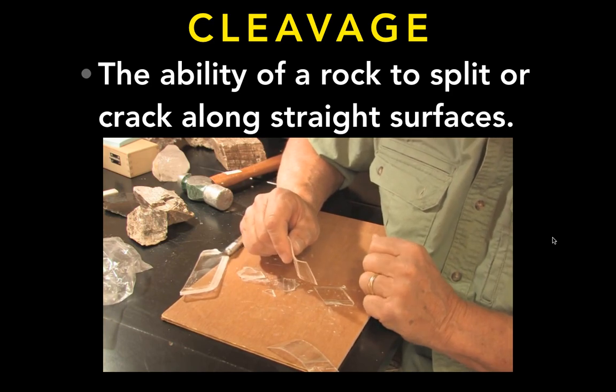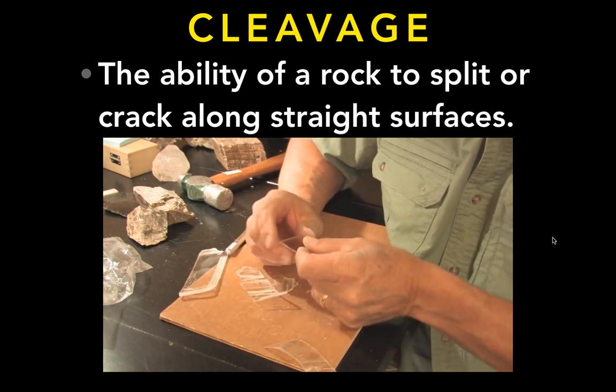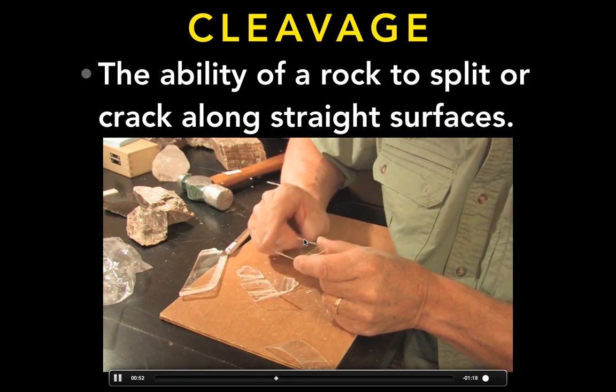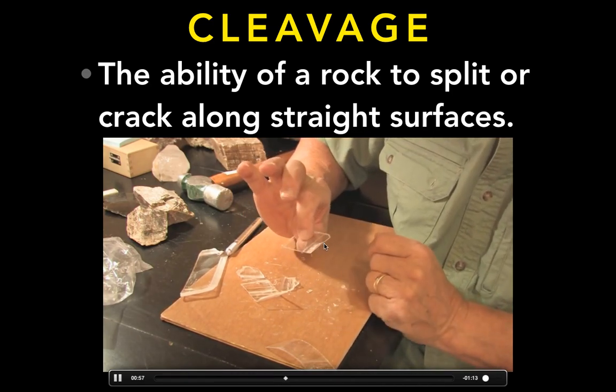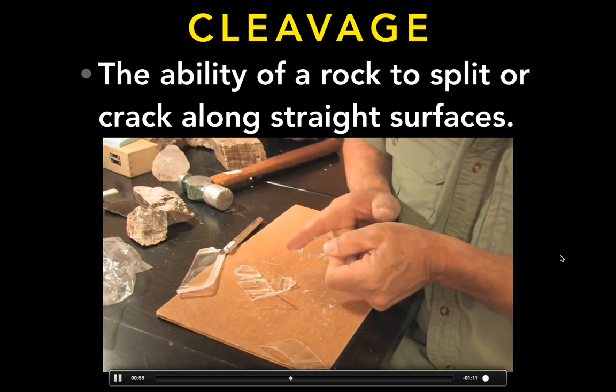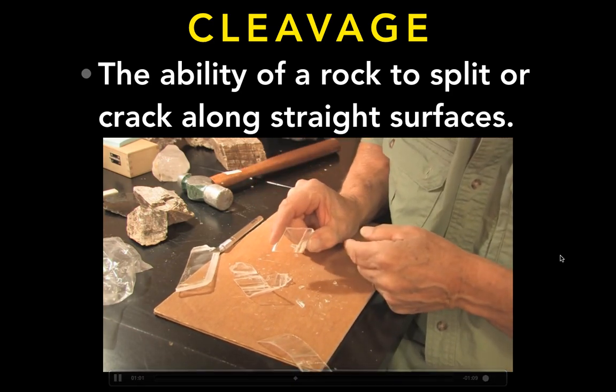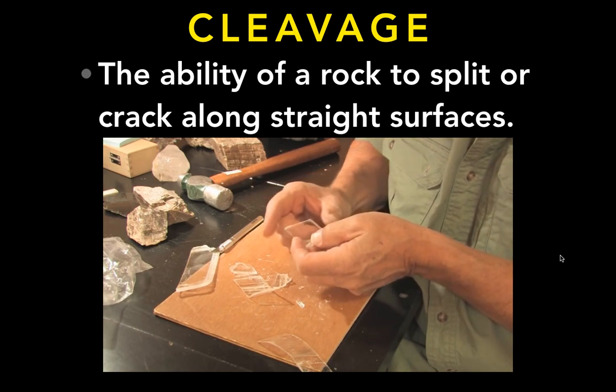Well, he hasn't broken it yet, but when he breaks this rock, you'll see, as he's showing here, very straight, sharp edges. Okay, you don't see curves. You see straight lines. So that is called cleavage. It's basically when a rock breaks into straight, sharp surfaces.